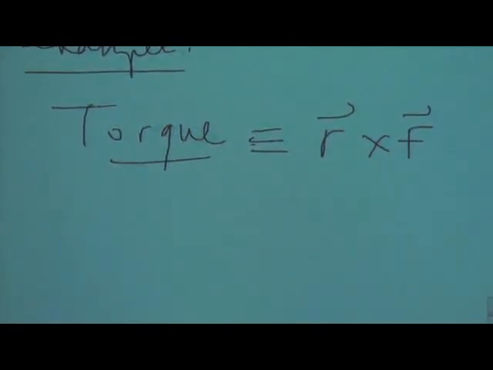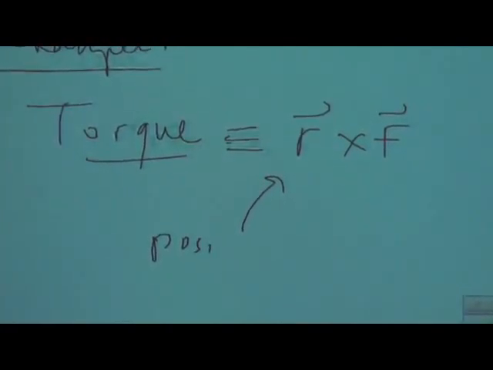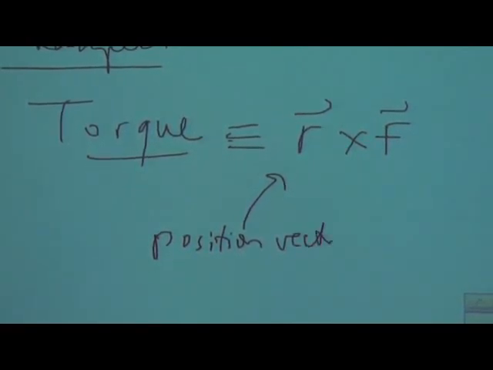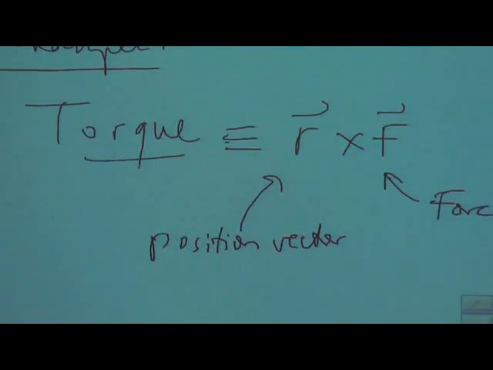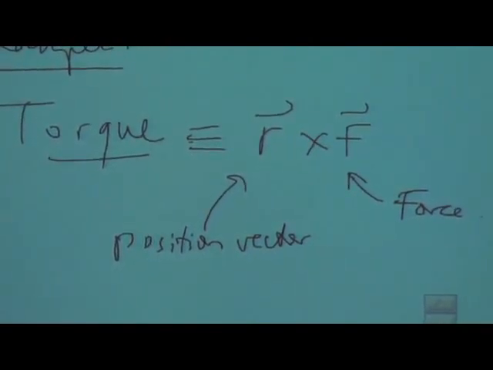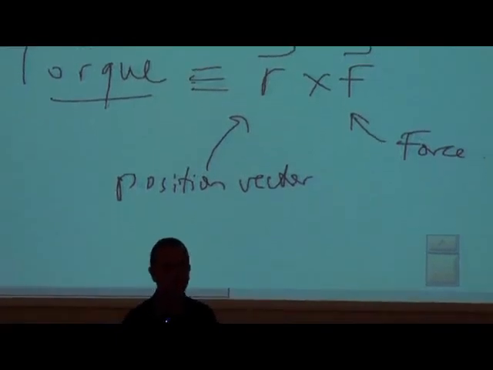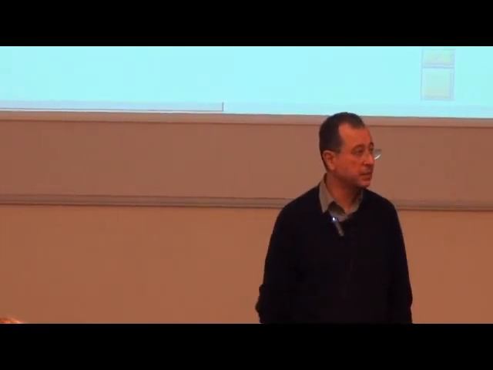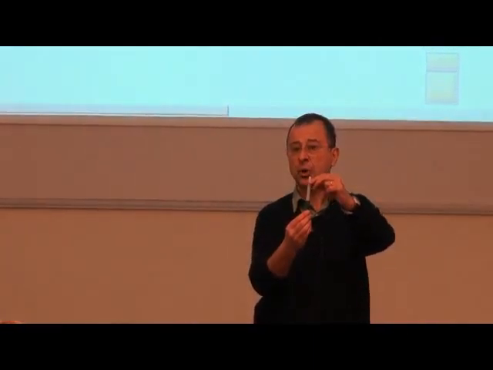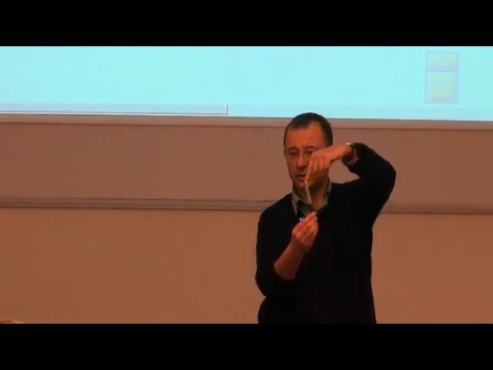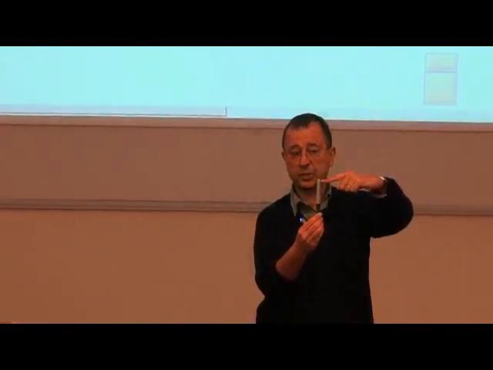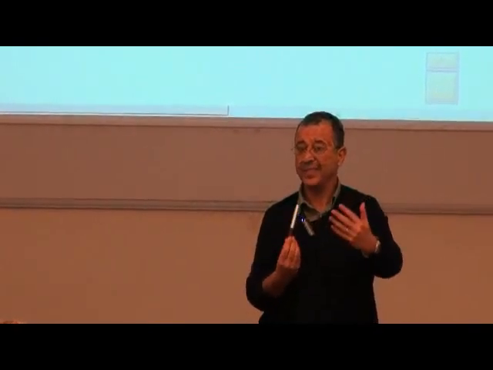Okay? This leads to the definition of a torque. Definition is R cross F. Okay? Position vector and force. If these two things are parallel, nothing will happen. If these two things are perpendicular, a lot will happen. If they are neither parallel nor perpendicular, if I push this way, something will happen. With the same force, if I push this way, more will happen. And that's the sine theta. Clear?